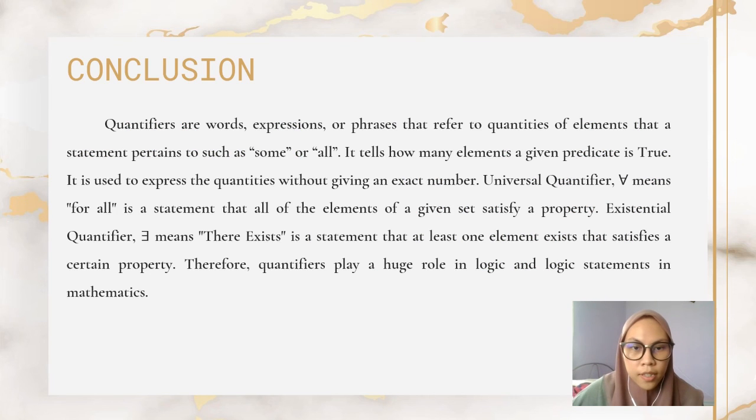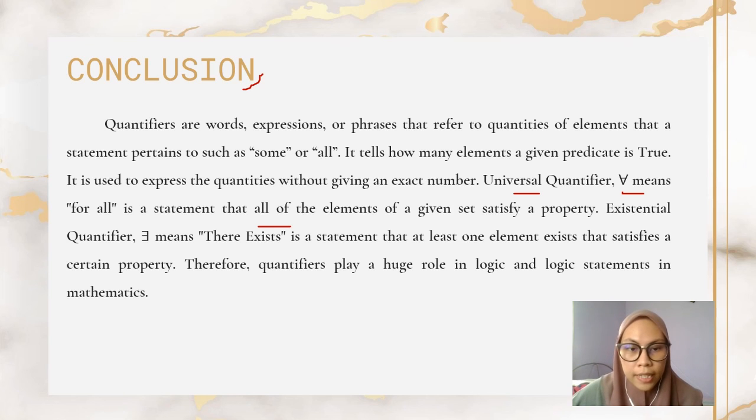Okay, for the conclusion, quantifiers are words, expressions, and phrases that refer to quantities of elements that a statement pertains to, such as some or all. They tell how many elements a given predicate is true for, and are used to express quantities without giving an exact number. The universal quantifier, with this symbol, means for all. It is a statement that all of the elements of a given set satisfy a property.